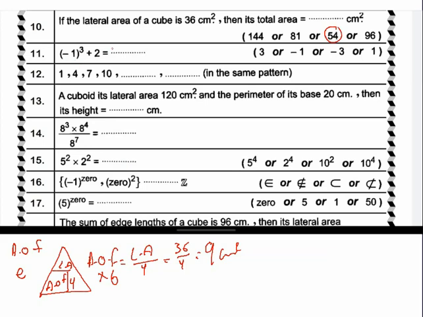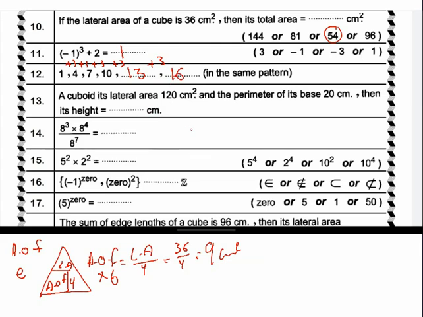By using your calculator, the answer will be 1. Same pattern: 1, 4, 7, 10. If you add 3 to 1, it will be 4. 4 plus 3 is 7, 7 plus 3 is 10, then 10 plus 3 is 13, and 13 plus 3 is 16.